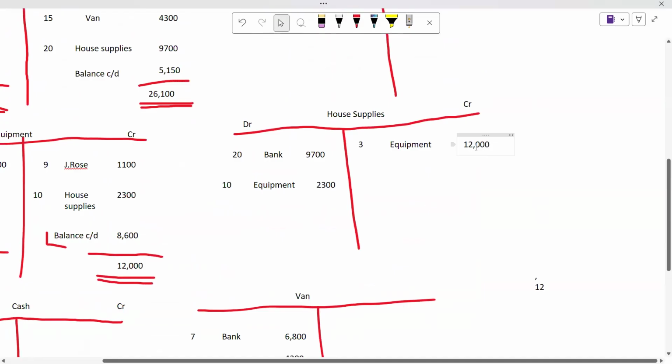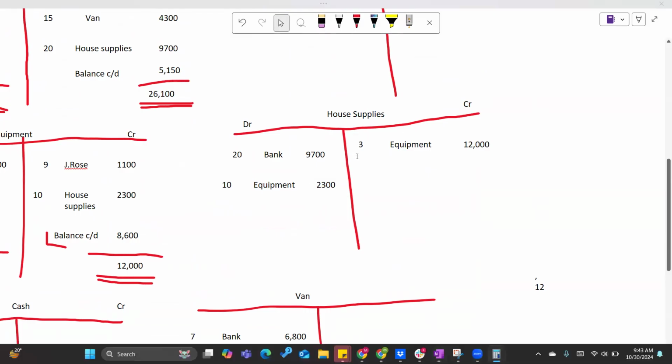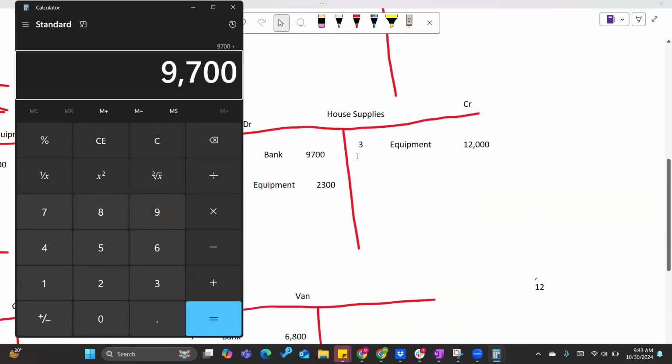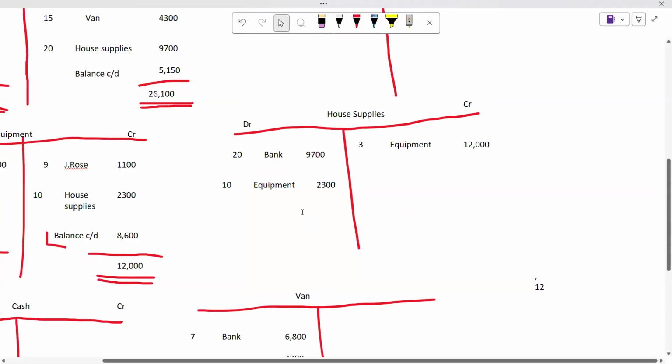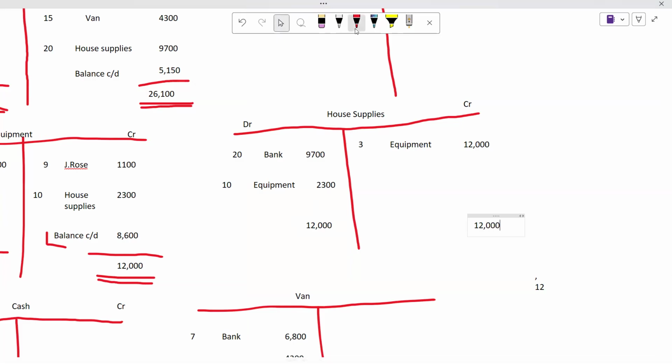Now it's the balance of house supplies. It's 12,000. Seems like it's going to be more, but no, it's 9,700 and 2,300. I think these both are the same. So let's take our calculators out. It's 9,700 plus 2,300. It's 12,000, 12,000. So it already balances. So we won't have any carry down balance to put on either of these sides because these both are equal. Nothing will go to the trial balance for the house supplies account. It just closes off here, right? Because the debit side equals the credit side.